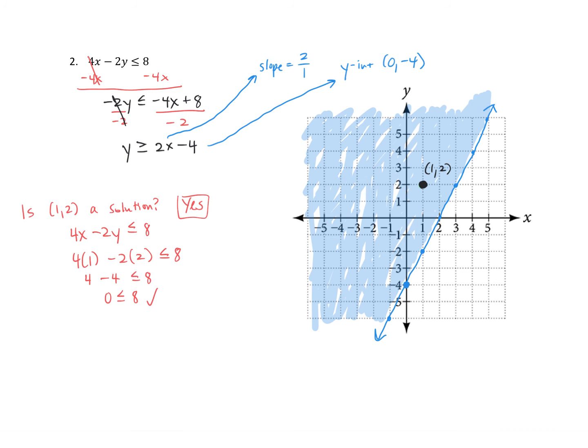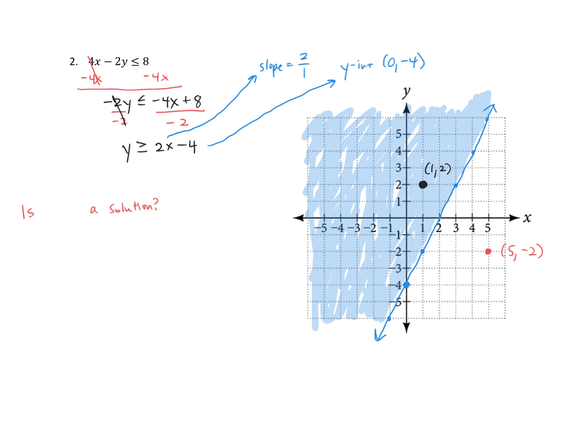And any point that you pick that's in the shaded region will work. Any point that you pick in the non-shaded region will not work. It will not make a true statement. So I could do the same thing. Let's pick a different point. Let's say now I pick the point, I don't know, down here. Let's say I want to pick this point. This would be associated with (5, -2).